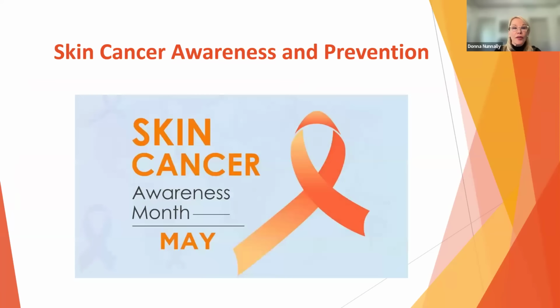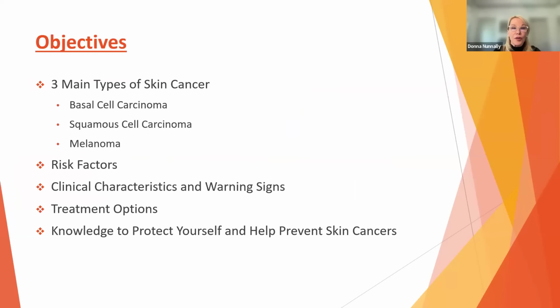So today we'll cover the three main types of skin cancer: basal cell carcinoma, squamous cell carcinoma, and melanoma. Then clinical characteristics and warning signs. There are risk factors. We'll touch on treatment options. And lastly, I'll provide you with the knowledge to protect yourself and help prevent skin cancers.